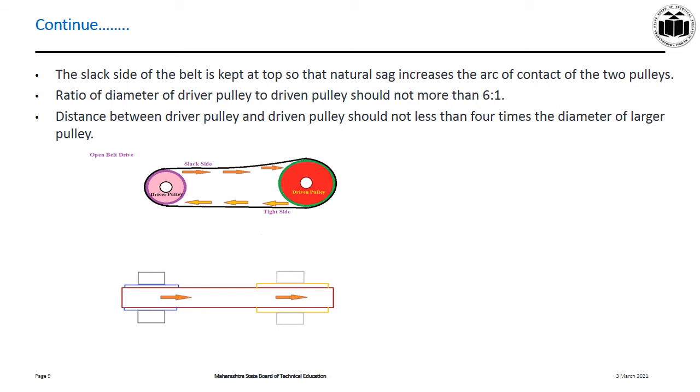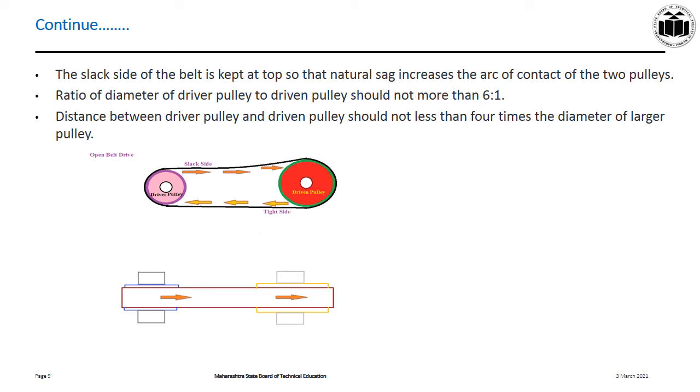The diagram gives the idea of the belt drive, in which there are two sides. Number 1 is the slack side, another is the tight side. So there are two systems, the driving system and the driven system, driver pulley and the driven pulley, which are connected with each other with the help of a belt.